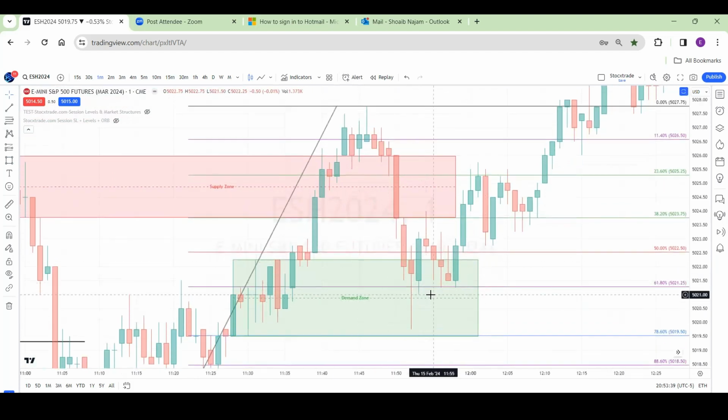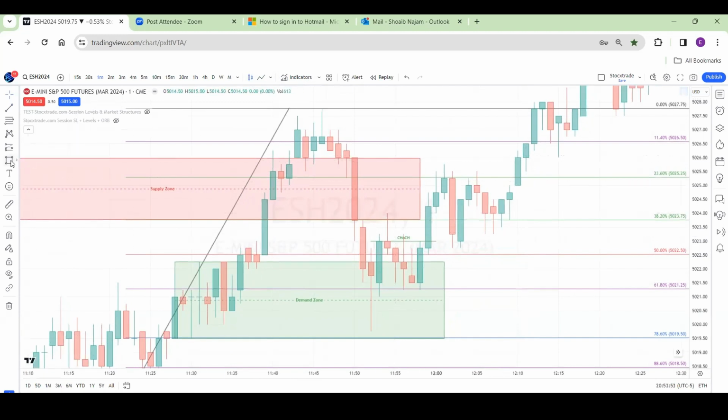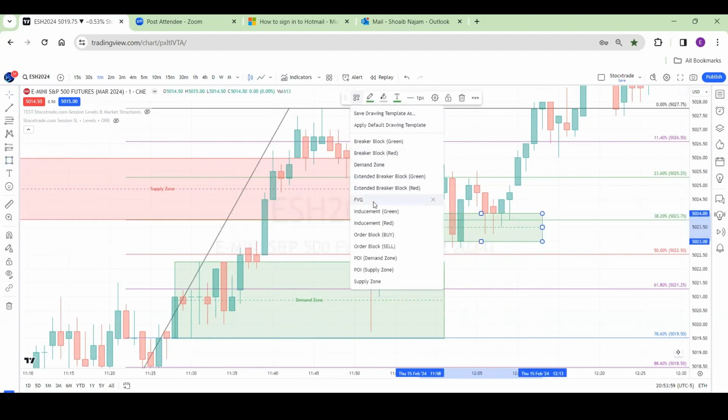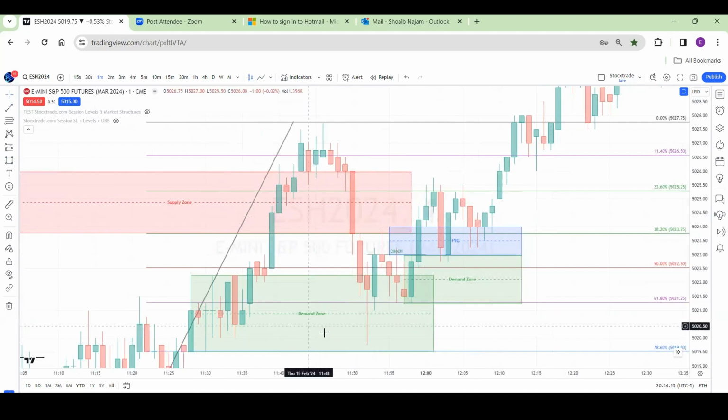Once the price comes in the demand zone, shift it to line chart. Where is the change of character? Switch back. Mark the fair value gap. Mark the demand zone. Everything is there. It came in the discounted zone, came in the demand zone, created the fair value gap, created the change of character.